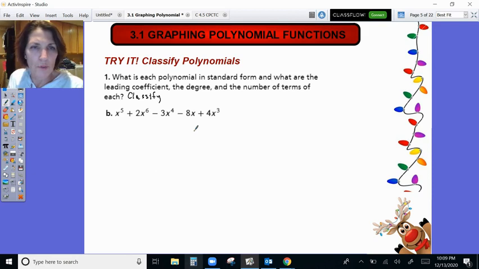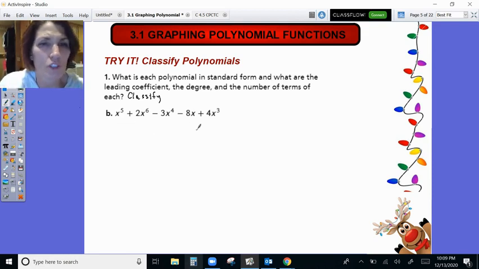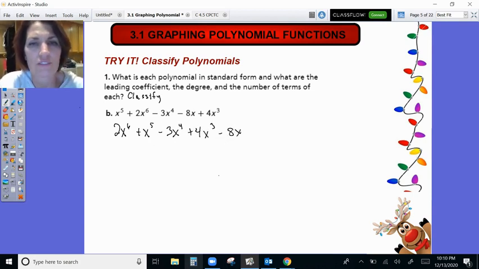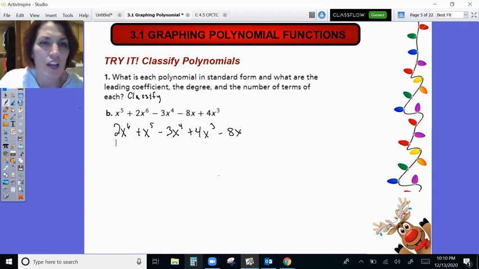All right, so first we're going to put it in standard form. Make sure we have all of our terms combined, which we do. They're all like terms combined. Then I'll put it in standard form, which is going to be our highest degree, which is 6. So 2x to the 6th power, and then plus 5x to the 5th power, minus 3x to the 4th, and then plus 4x cubed, minus 8x. Okay.